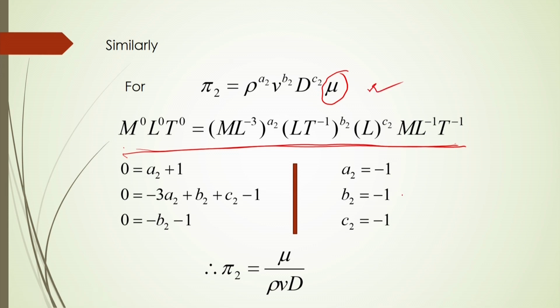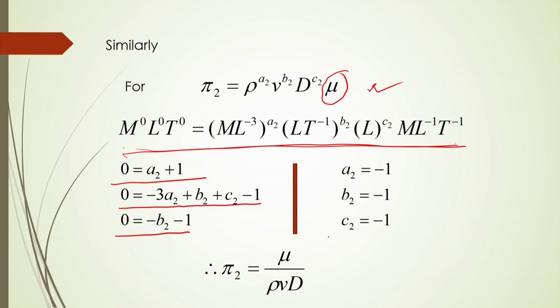After that, you compare the powers of these dimensions on both sides and form these equations: 0 is equal to a2 plus 1. Similarly for L, if you compare, then it will come as 0 is equal to minus 3 a2 plus b2 plus c2 minus 1. Similarly for T, if you compare the powers on both sides, you will have 0 equals minus b2 minus 1.